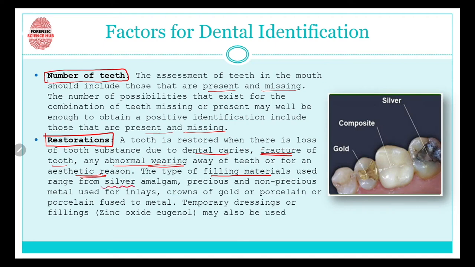The most common one is silver amalgam. Then precious and non-precious metals can be used. Then crowns of gold or porcelain fused to metal can also be used. Temporary dressings or fillings may also be used that are made up of zinc oxide eugenol. So here you can see restored teeth. For example, here it's gold, here it's silver. So if any person has had restoration of the teeth, then that becomes even easier to identify that person.